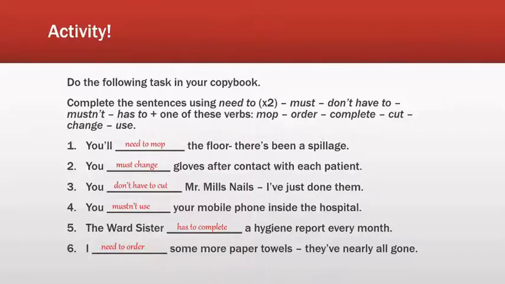Number 5, the ward sister has to complete her hygiene report every month. When we talk about responsibilities that other people give us, we use have to. In this case, we say has to and not have to because we are talking about a third person singular, which is the word sister, she. When we use the third person singular, he, she, it, we use has to instead of have to.